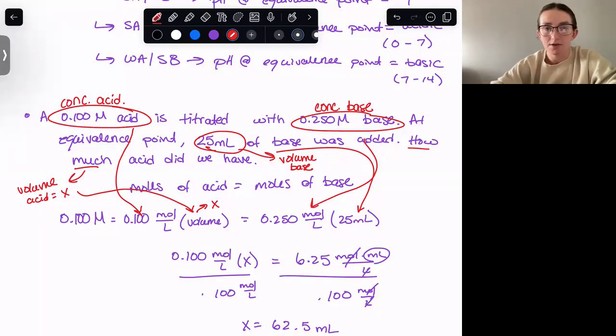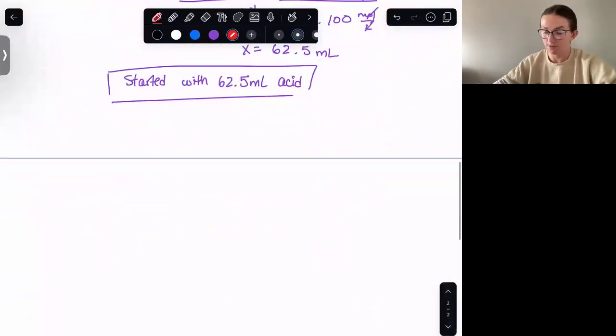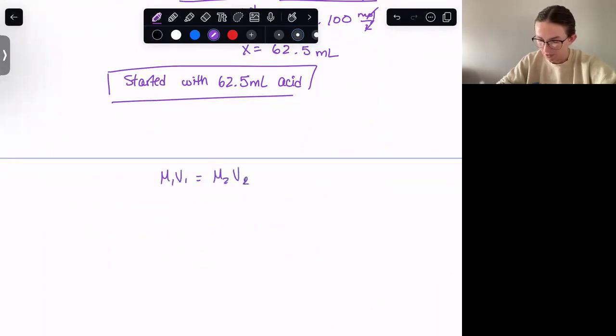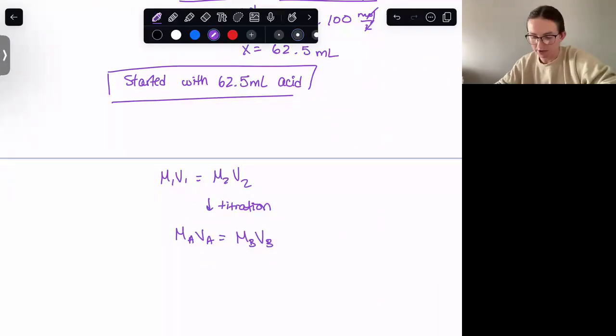So for Natalie, your titrations formula looks very similar to M1V1 is equal to M2V2. But for titrations, we sometimes write this as MAVA is equal to MBVB. So you have your concentration of your acid times the volume of your acid equal to the concentration of your base times the volume of your base.